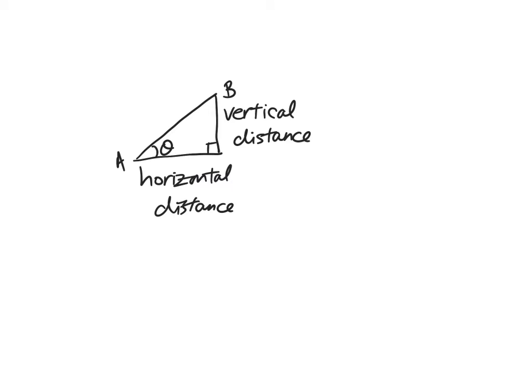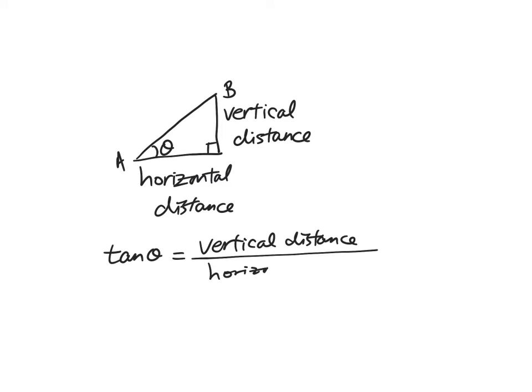What is the relationship between the vertical distance, horizontal distance, and theta? I believe that many students know. Tangent theta should equal the vertical distance over the horizontal distance. Does it ring a bell? Yes, it is the same as gradient.